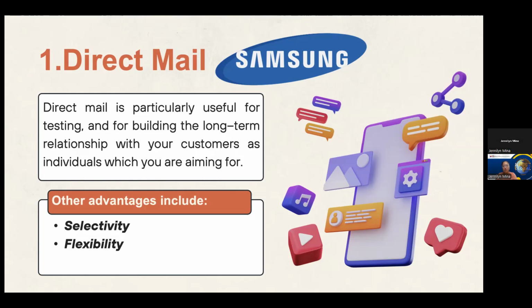Smartphone brands can use direct mail to target specific segments of their customer base. For example, Apple may send personalized offers or updates to customers who have previously purchased an iPhone, and they can tailor the messaging based on the customer's preferences and purchase history, ensuring that the right message reaches the right people. There is also flexibility in direct mail.